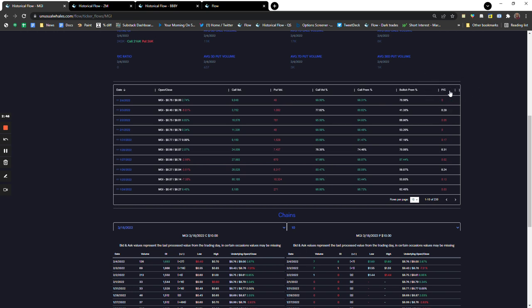The put to call ratio, which we talked about before, we'd like to see under 0.7 if we're bullish. It's down at 0. That is something I haven't seen before. Historically, lately, it's stayed pretty low, so it's not unheard of, but that just adds more to our bullish column.